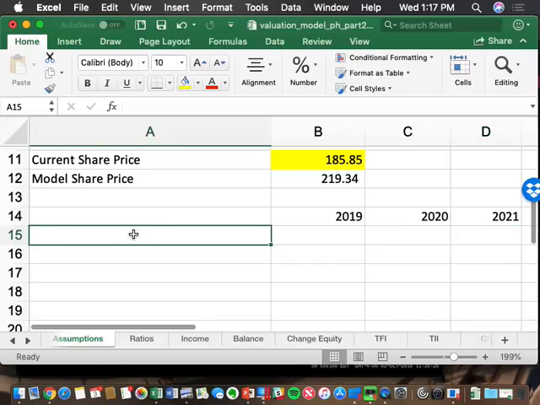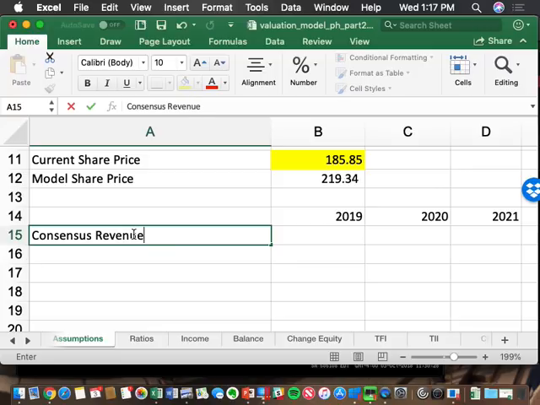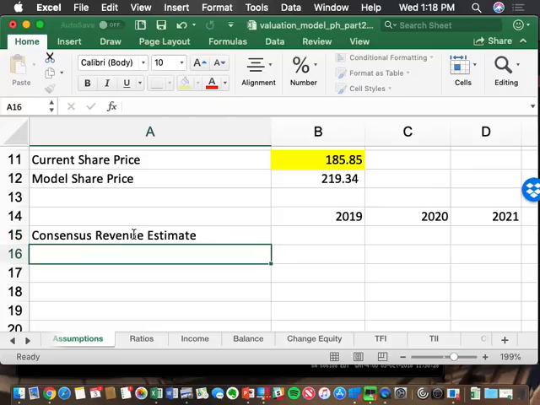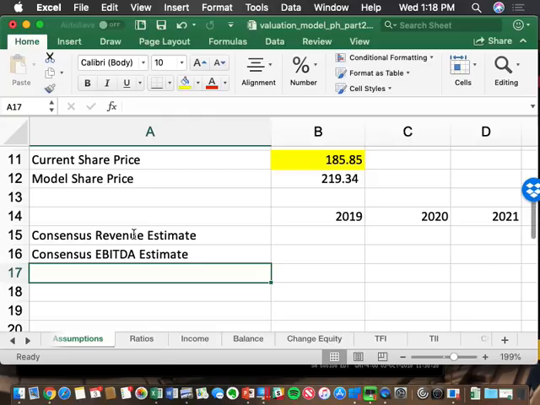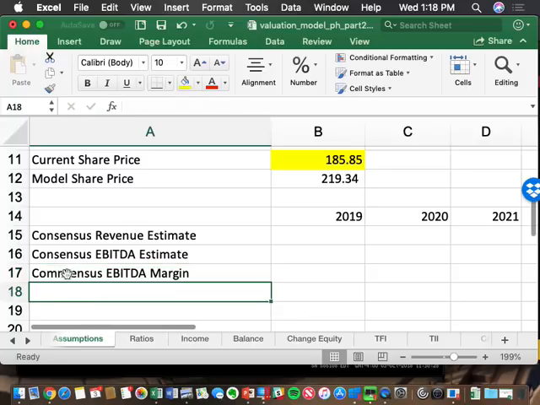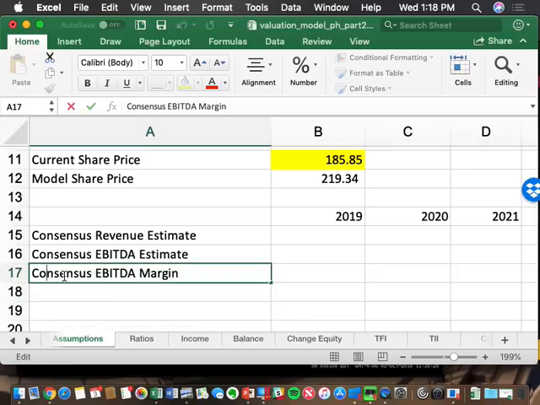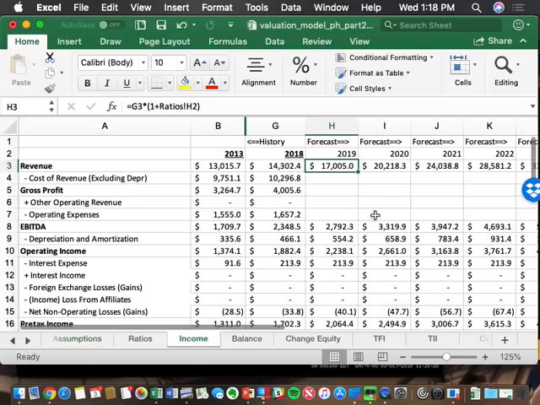What I need is I need the consensus revenue estimate. I need the consensus EBITDA estimate. And I need the consensus, spell right, change that, EBITDA margin. Because that's what I really need. I need the growth rate and I need the EBITDA margin because that's what we're using in the model to forecast. Because if you go back to the income tab, there's nothing yellow here. So I can't directly change these numbers.